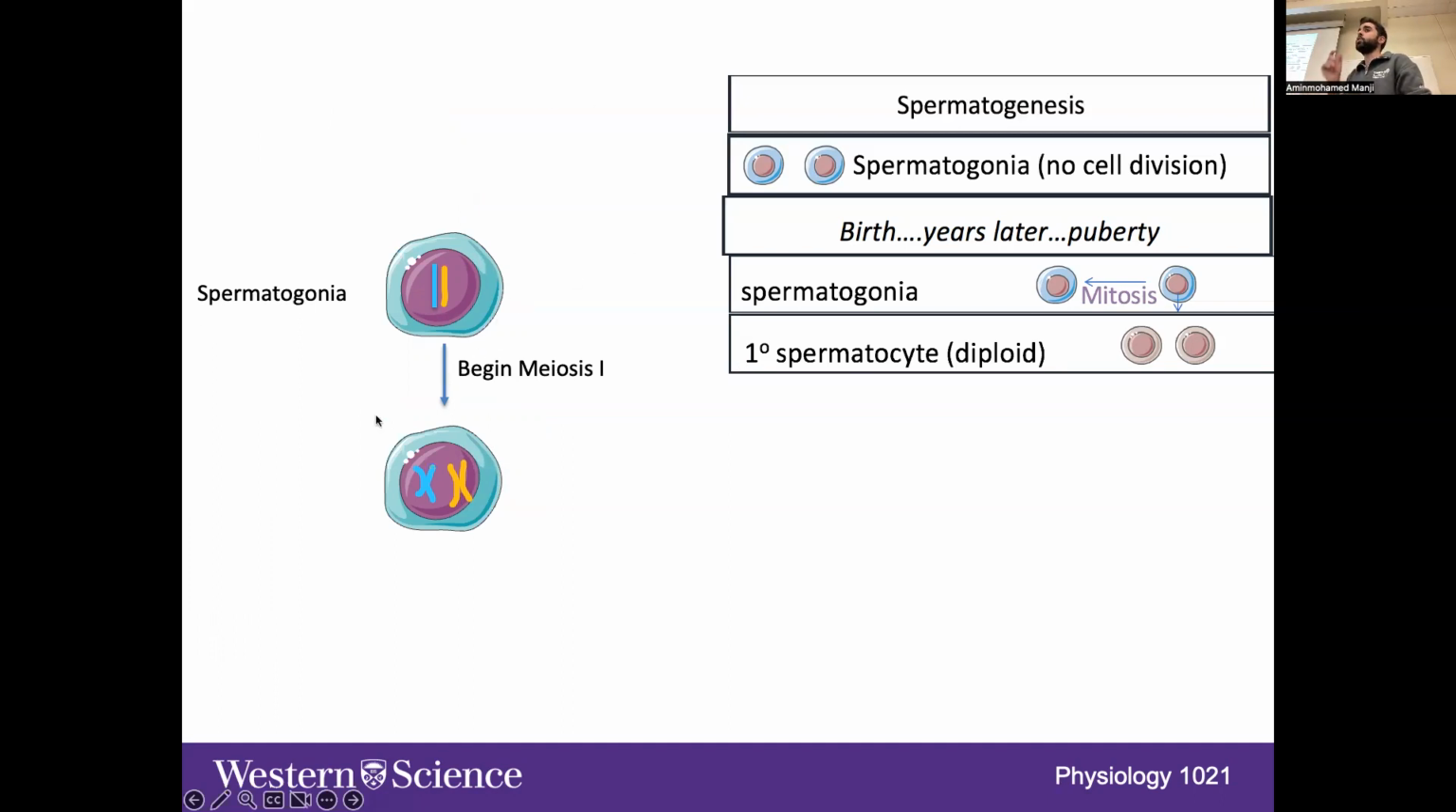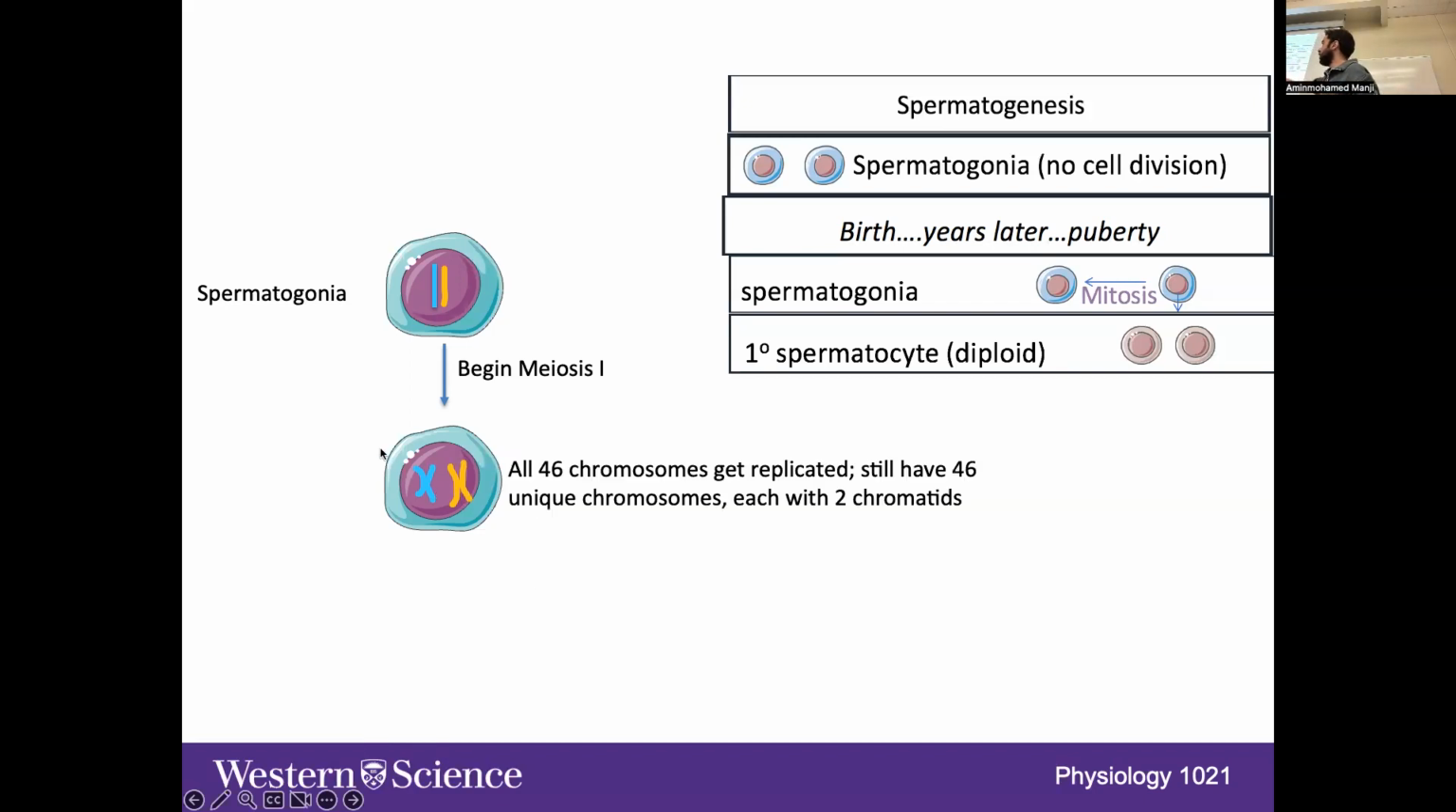So those spermatogonia, which begin meiosis 1, we now classify as primary spermatocytes. These are no longer capable of doing mitosis anymore. They have begun meiosis 1. And notice I'm saying begun, they haven't completed meiosis 1. They've just started it.